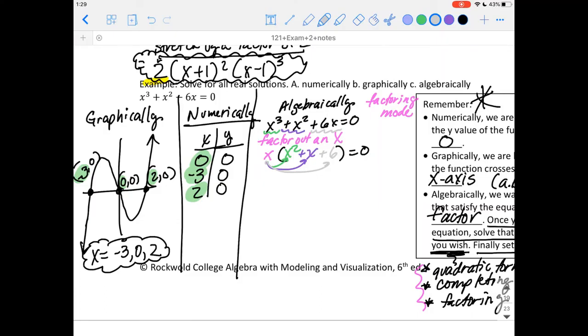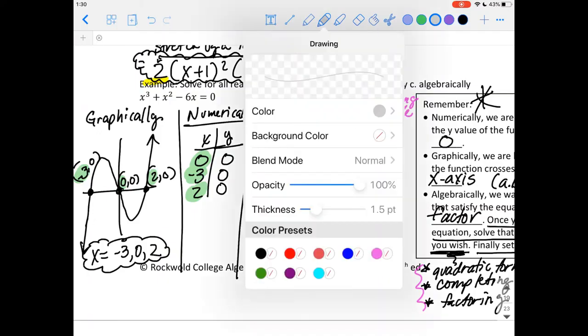Some of you are probably like, this is a minus. All right, so this is a minus and that's a minus. This is minus and this is a minus. Sorry about that. And then the thing is that you set each factor equal to 0.